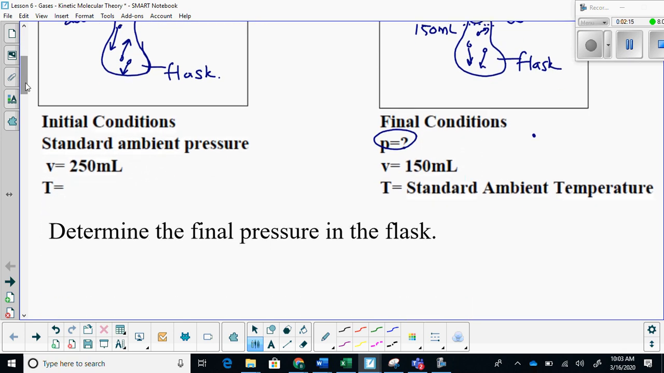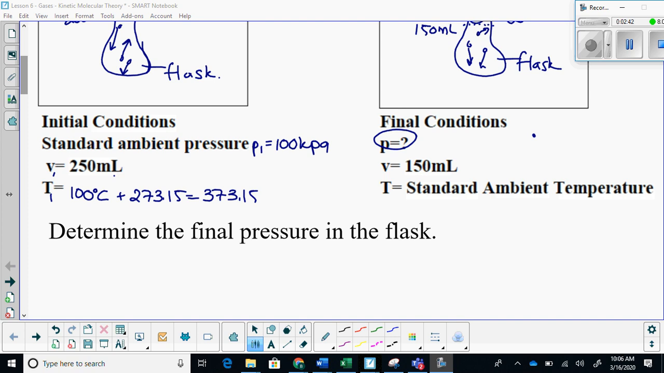So initial pressure is standard ambient pressure. So P1 is equal to 100 kilopascals. V1 is 250 milliliters. T1, we're going to assume that it got up to 100 degrees, okay, water boiling temperature. Convert that into Kelvin. Okay, and so this will give us 373 Kelvin. We are looking for P2.